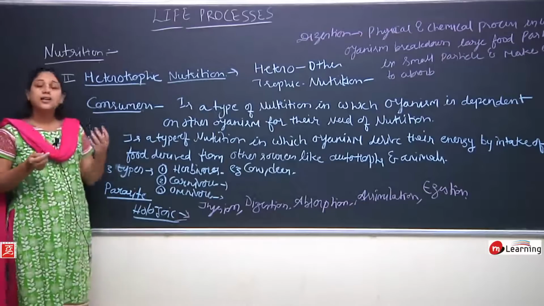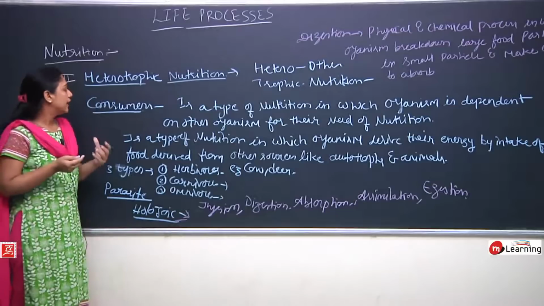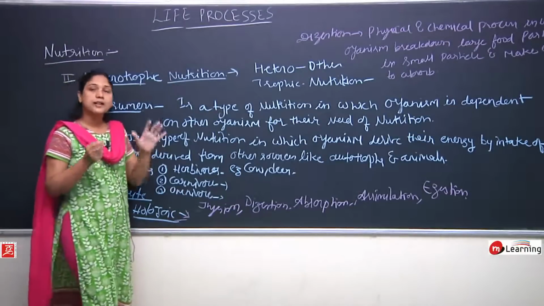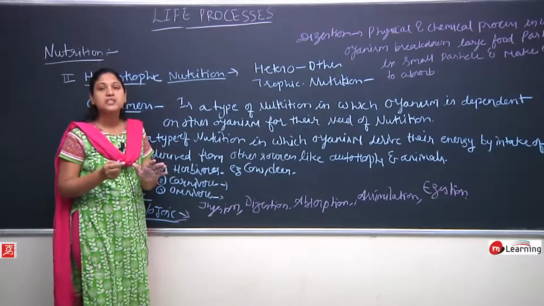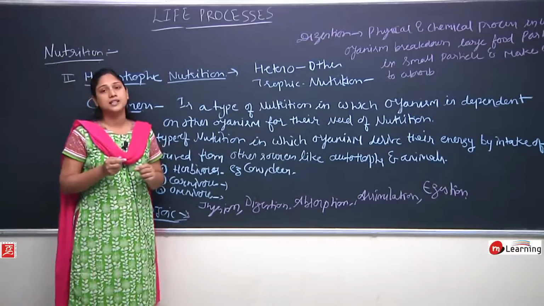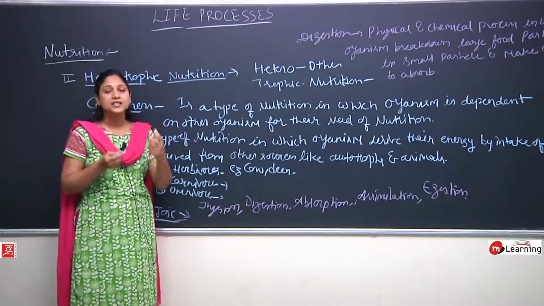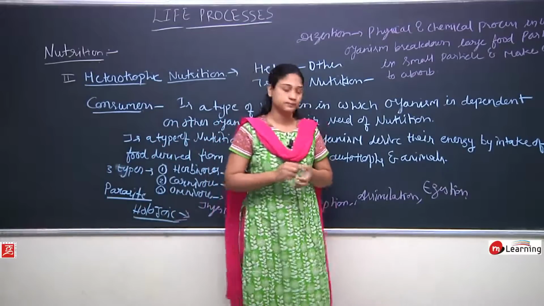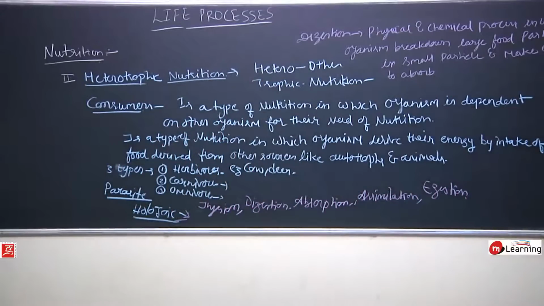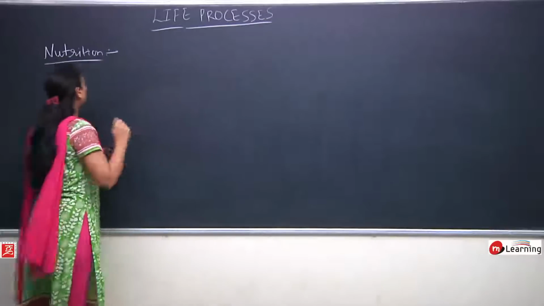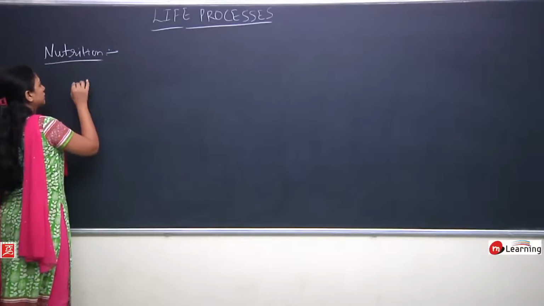Now we know what is heterotrophic nutrition, and we know what is holozoic nutrition. Now first of all, in a simple organism, in amoeba, which is a unicellular organism, we will see what kind of digestion or what kind of digestive system it has. So we are now looking at nutrition in amoeba, how amoeba gets its nutrition.